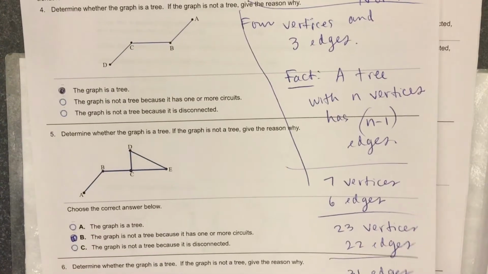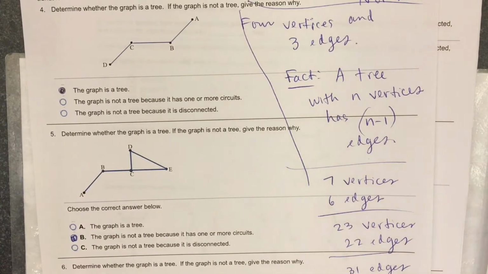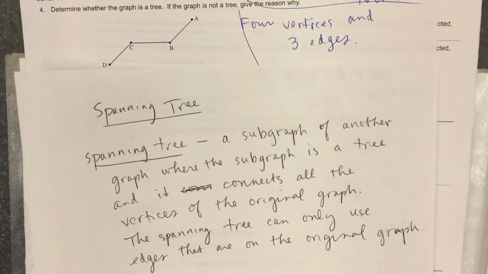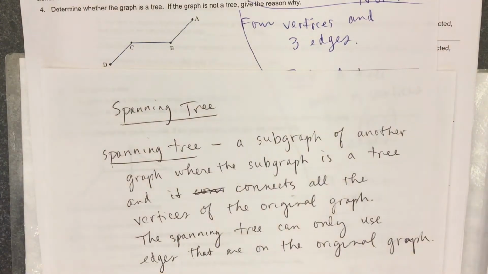A spanning tree is a tree. It's a subgraph of another graph. The other graph is likely not a tree in the work that we're doing. But it's a tree. It connects all the vertices of the original graph. So it's connected. The original graph would have been connected. The spanning tree can only use edges that are on the original graph.